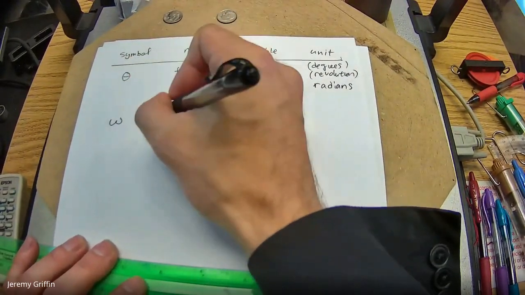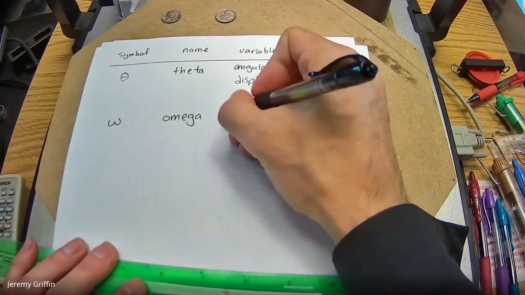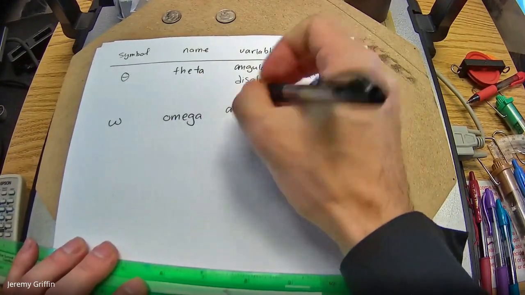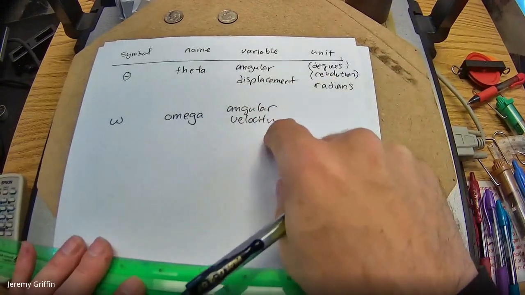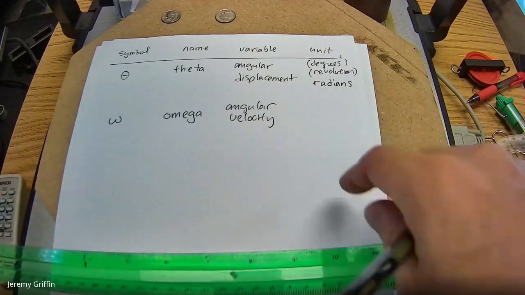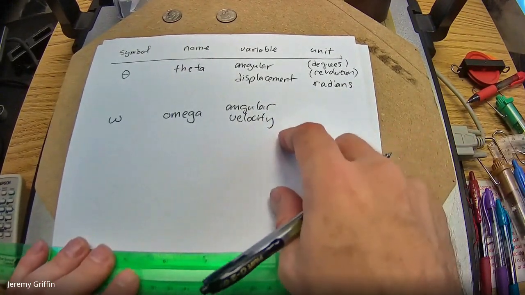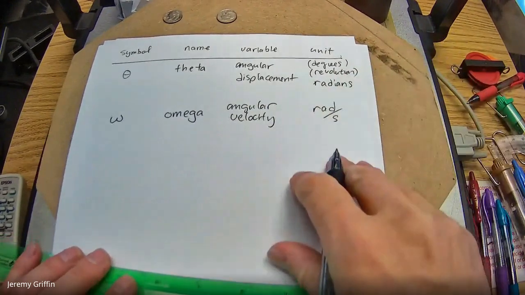There's how fast is something spinning. That's called omega. That's angular velocity. The adjective angular is interchangeable with rotational. So if they said rotational velocity, rotational speed, same idea. That's in radians per second. How fast is something spinning?